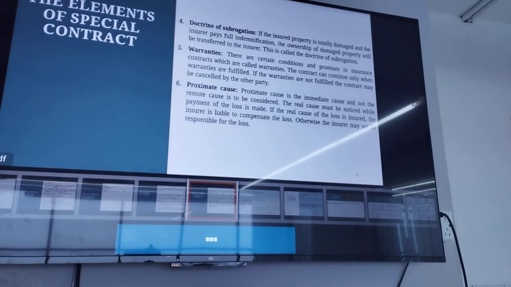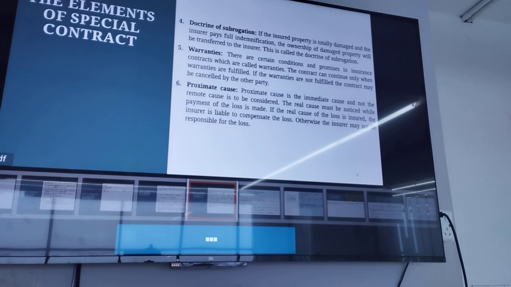Warranties. There are certain conditions and promises in insurance contract which are called warranties. The contract can continue only when warranties are fulfilled. If the warranties are not fulfilled, the contract may be cancelled by the other party.